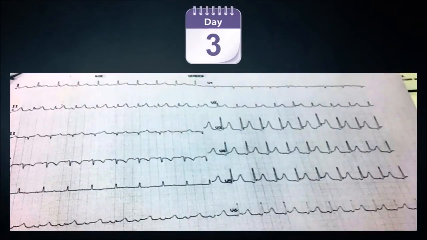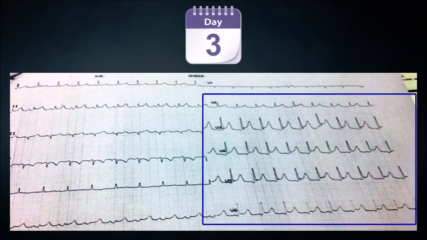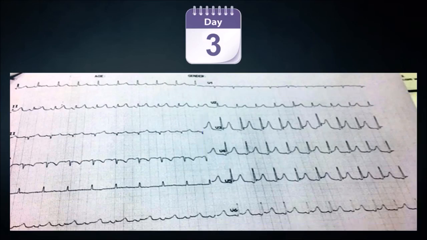If you see the ECG, it shows a global ST elevation. ST elevation you can see clearly in V2, V3, V4, V5 and V6. We can see the STT changes, and you can also see the ST elevation in lead 2 and AVF.